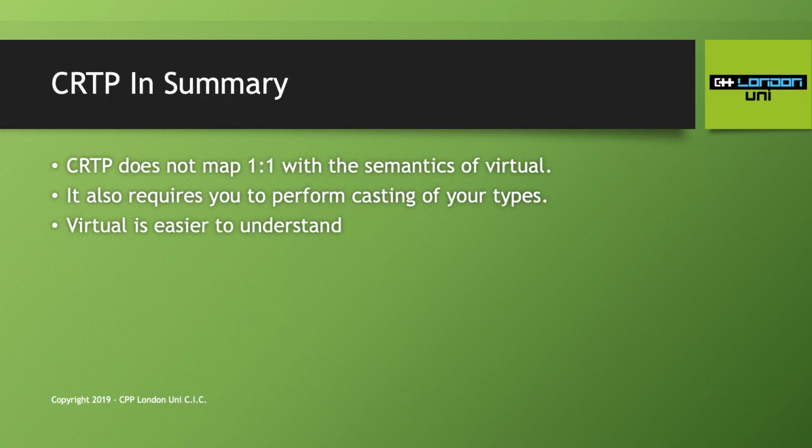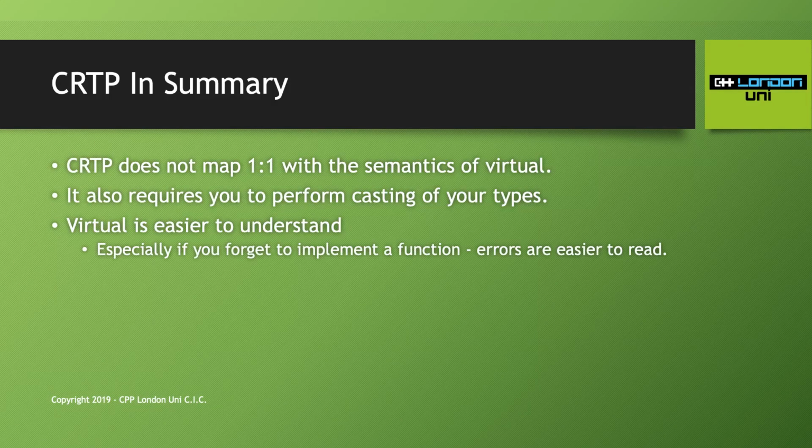And as I said, it's way easier to understand what virtual is doing, especially if you forget to implement a function, right? You're met with a load of template errors if you're using CRTP. It's like, oh, what's this? You can't call it because there's no such thing as failed instantiation. If you use virtual, now it's just saying, oh yeah, sorry, we can't compile this class because this thing could be virtual and you didn't actually implement it. That's a lot shorter and a lot easier to read.